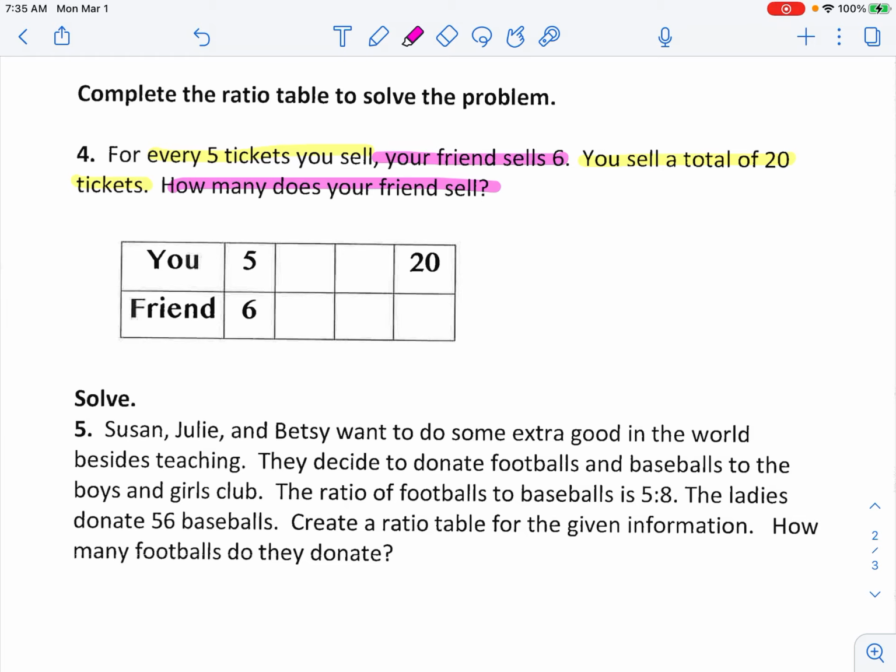This is the type of problem where a ratio table will be a really easy way to find the answer. All right, notice that we're starting with you selling 5 and ending with you selling 20. Usually, you're going to look at the number that you started counting with, and that's the number that you're going to count by. So we're going to count by 5s. So I'm going to fill in my missing terms for you with 10 and 15. 5, 10, 15, and 20. Now, to find my missing terms, I'm going to multiply 5 times 2 and 6 times 2. So that first missing term would be 12.